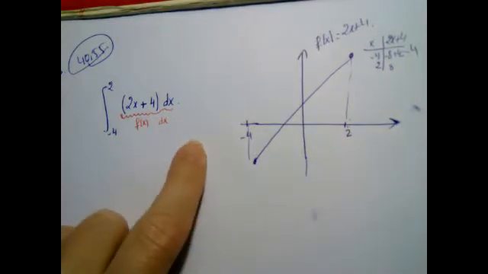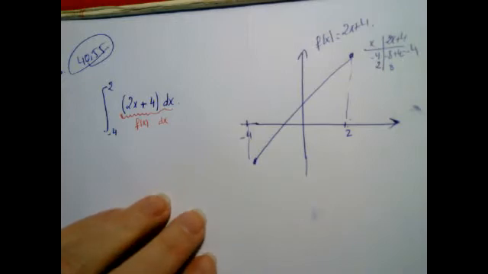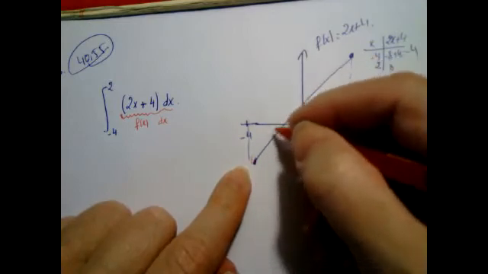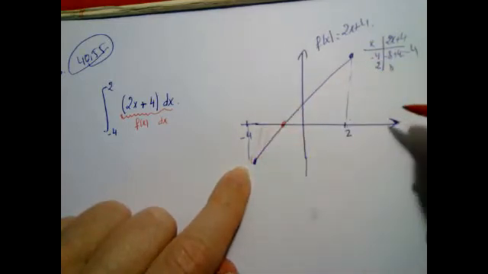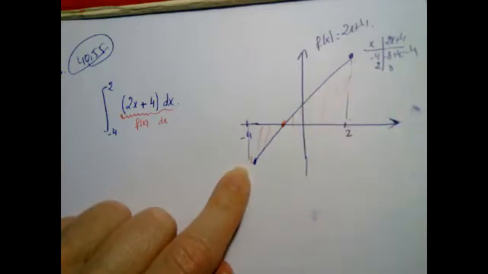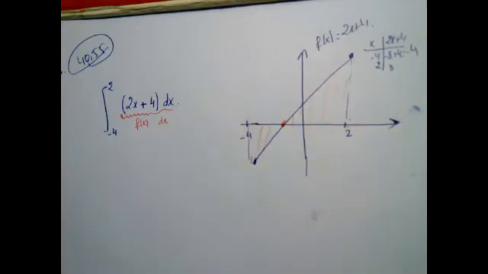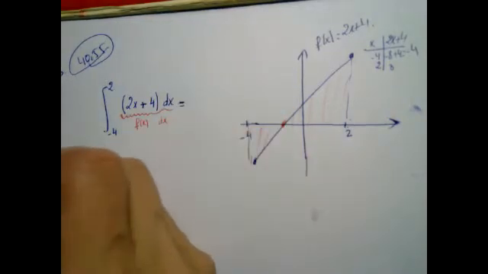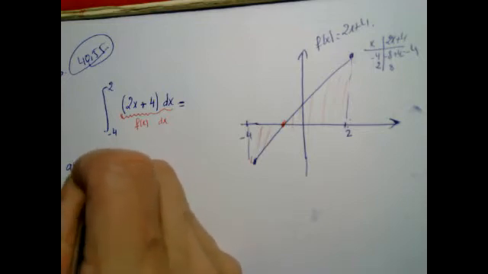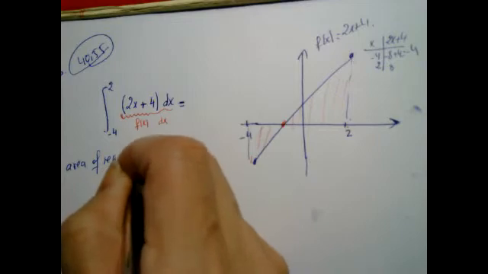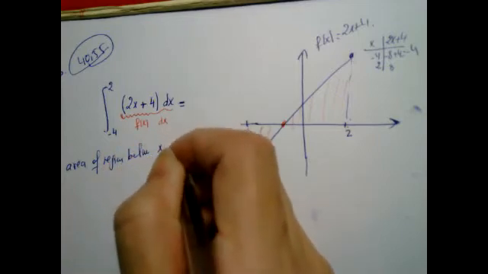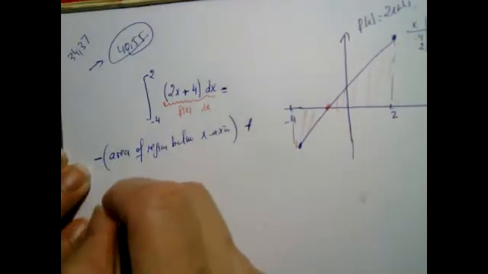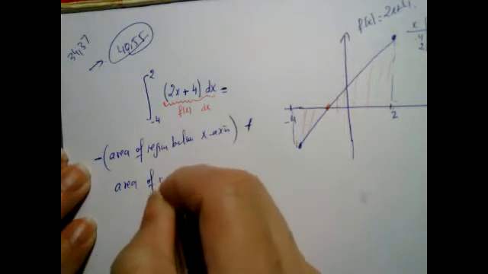Now, what does the integral represent graphically? If this is the function f of x, the interpretation is that it is minus the area of the region below the x-axis plus the area of the region above the x-axis.